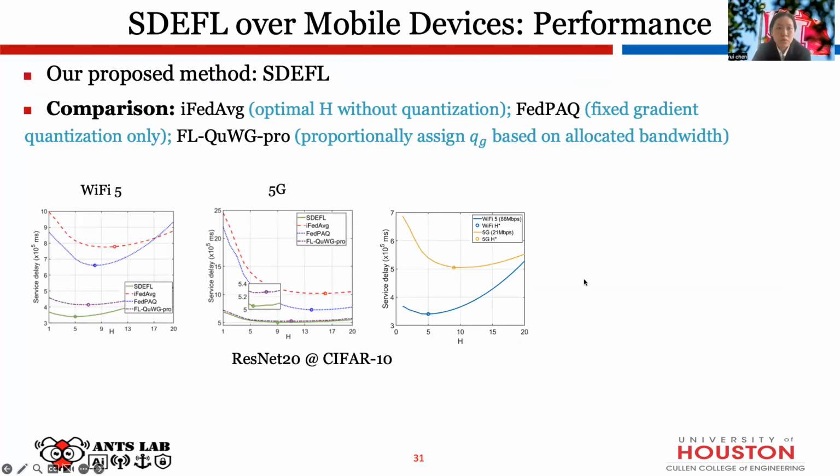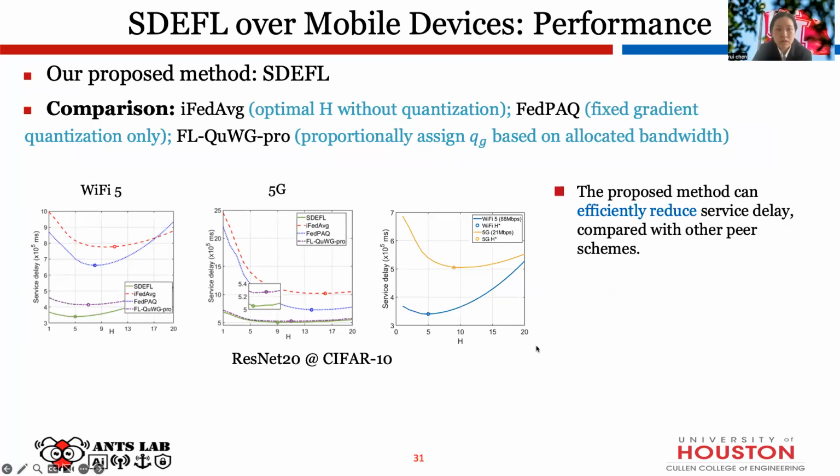So here we show the experiment results compared with three different baselines. In the first baseline, we consider assigning the optimal H values, but do not consider any type of quantization. And the second one, we consider FedPAQ, which considers the gradient quantization only and assigns the same quantization strategy to all the clients. And in the last scheme, we proportionally assign the gradient quantization level based on the allocated bandwidth.